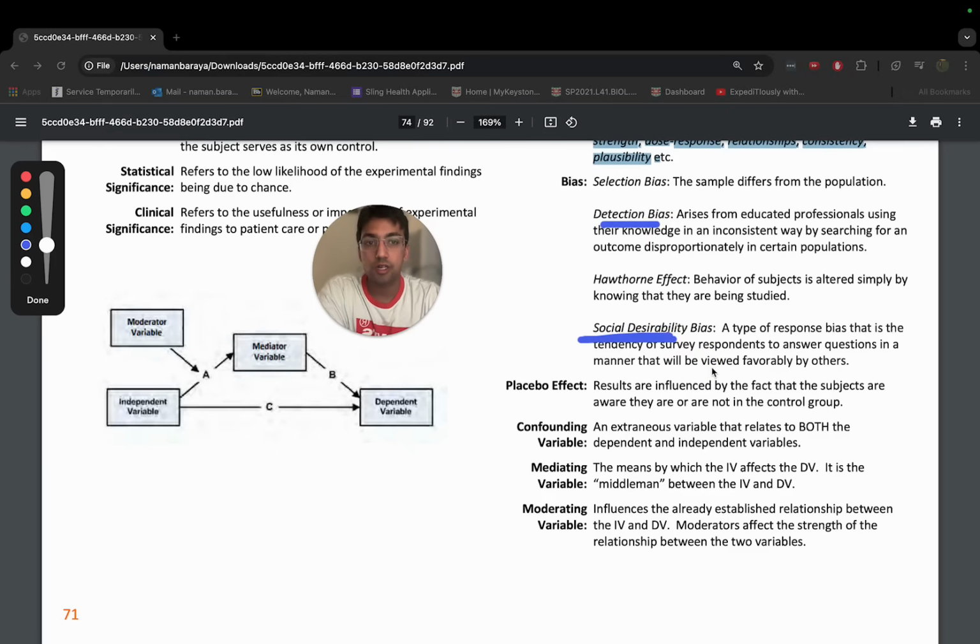And then there's social desirability bias. So if I ask everybody who has lung cancer how many times they have smoked in the past, there's some social desirability to say, oh, I haven't really smoked in my life, things like that.